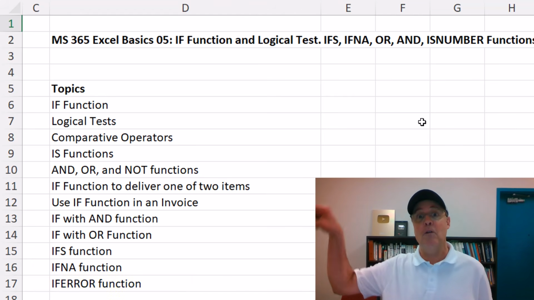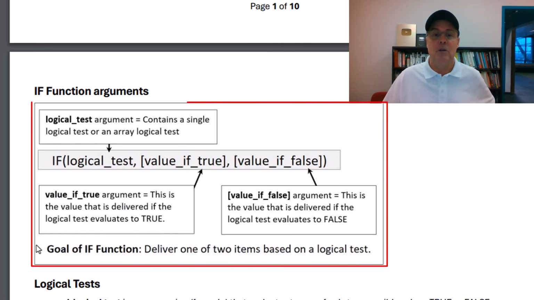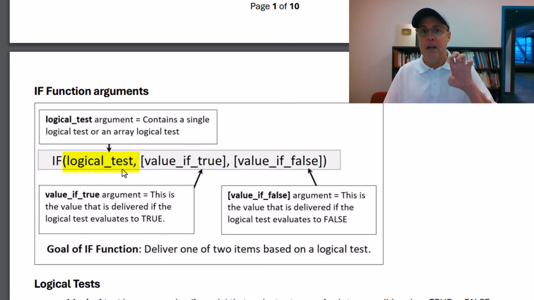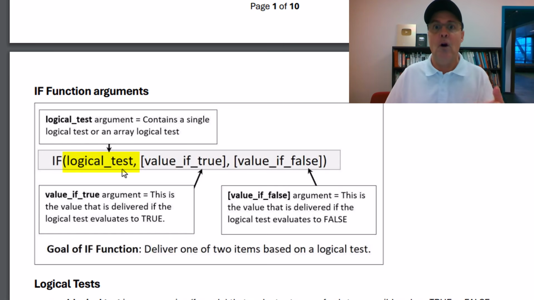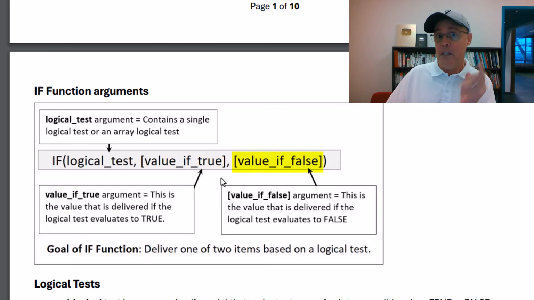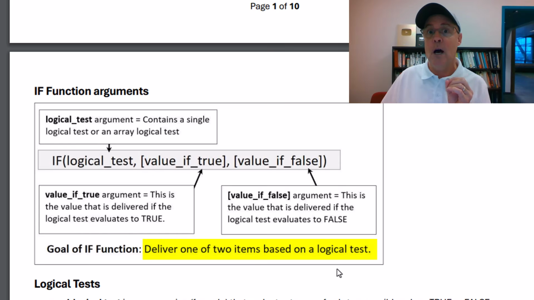Now I want to jump over to the PDFs. On page 2 in the PDF notes, here's a picture of the IF function arguments. Now, the first argument is a logical test. That's a formula element that evaluates to either true or false. And that true or false logical test will be the trigger to deliver either the value in this argument, value if true, or the second value, if the logical test comes out false, value if false will be delivered. So what the IF function does is deliver one of two items based on a logical test.